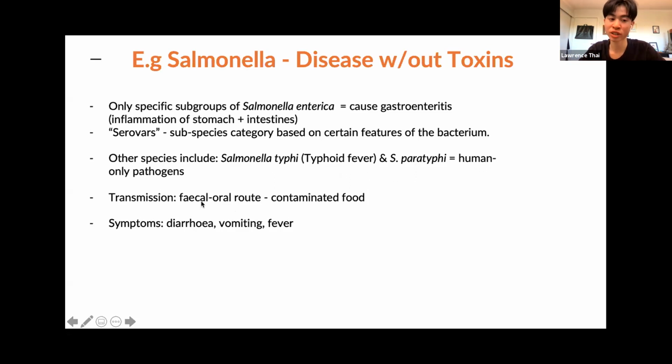And the transmission is fecal oral route, meaning that we ingest contaminated food that has Salmonella in it, and it transmits through our feces. And these are the common symptoms of food poisoning. Salmonella is the genus, and enterica is the species name.